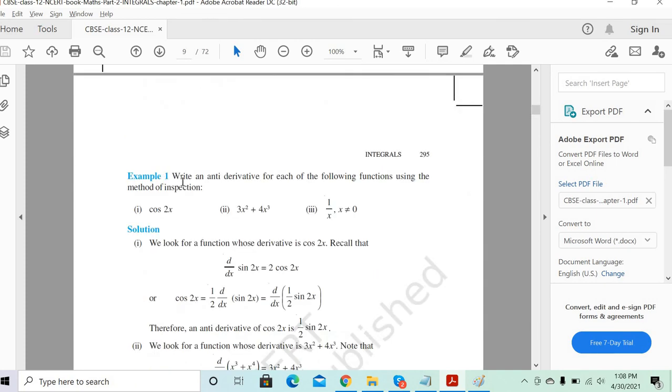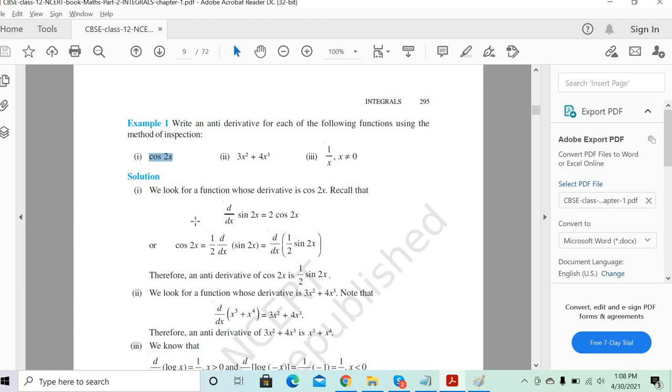Okay, let's go to the example 1 part. Vijay, write an antiderivative of each of the following functions using the method of inspection. Cos 2x. This is an oral question, Vijay. So just try it out now. Cos 2x, what will be the antiderivative? Means integral. What will be the integral of cos 2x? What will you differentiate so that you get cos 2x? So what will you integrate?